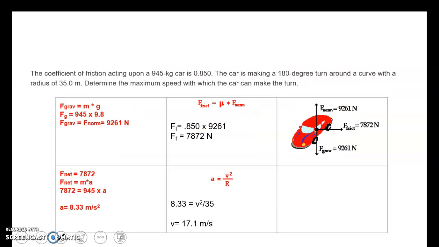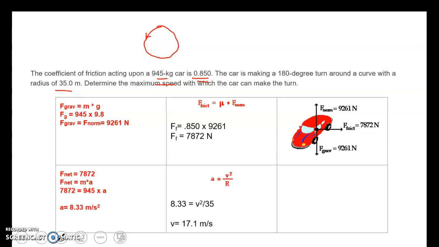In this problem, we know the coefficient of friction is 0.850. The car's making a 180 degree turn around a curve with a radius of 35 meters. Determine the maximum speed with which the car can make the turn. So once again, we're going in a circle. We have the radius, the mass, and the coefficient of friction, so it's very similar to the last problem.